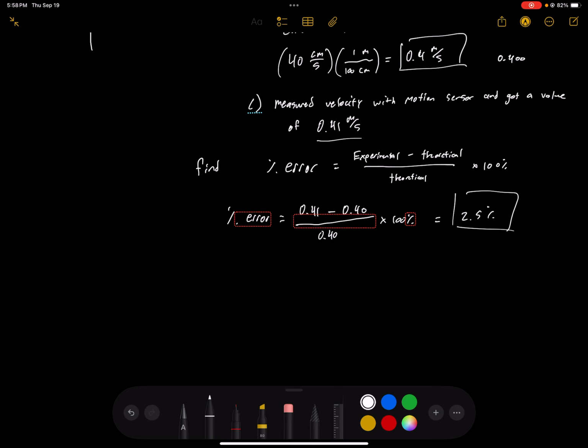That's my percent error. That's pretty good. It's not too bad. Now it's not 0, right? Because this device is not perfect. The motion sensor has some uncertainty, so what I would do is measure it multiple times to get a more precise value. But we got 0.41, so we got 2.5% off the theoretical.